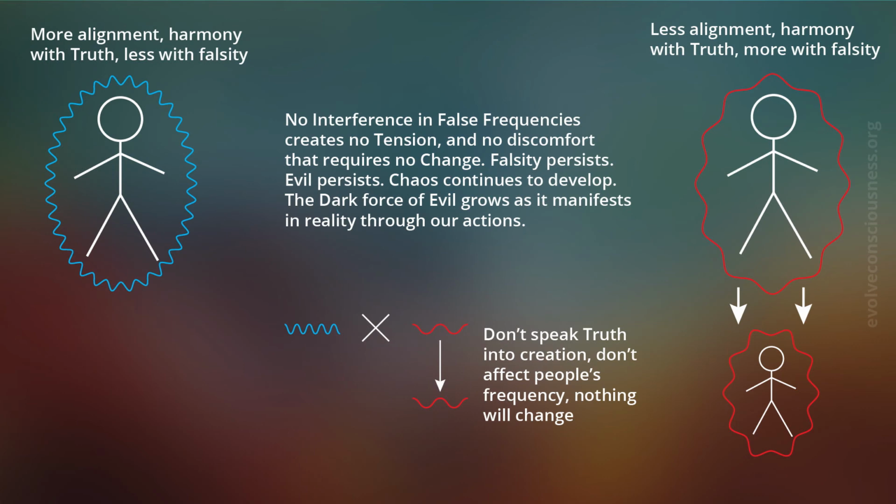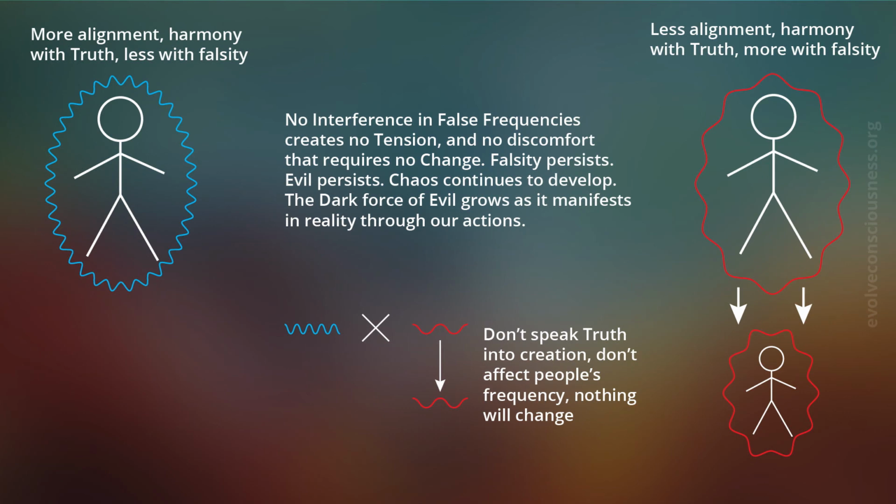So nothing is spoken from the higher frequency to the lower frequency. The lower frequency doesn't have anything affecting it. Nothing's coming in to possibly stir things up and cause things to change. There's no interference, no tension, no discomfort, no conflict, no friction. So what happens to the person? So right here we have a little diagram at the bottom. There's no blue frequency going towards the red frequency. There's an X. Nothing's happening.